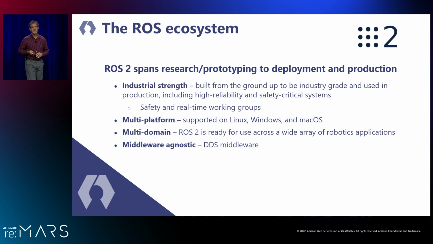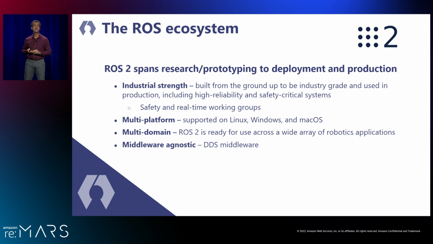Another advantage is there are many working groups that work on ROS on different topics. And this is not just from Open Robotics, but out in the community. And they help to advance it in a lot of different ways. And a couple that are relevant to space exploration are the safety and real-time working groups. ROS 2 is also multi-platform. It runs on Linux, Windows, and Mac OS, and it uses an industry standard DDS implementation as its core middleware.